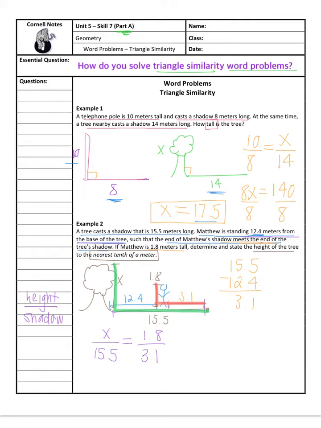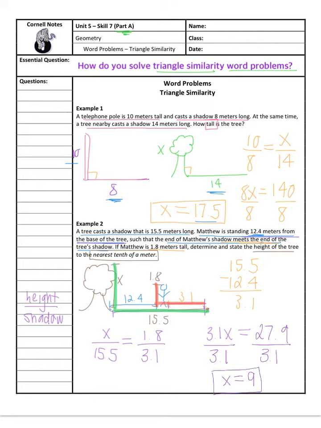So X times 3.1 is going to give me 3.1X. 1.8 times 15.5, that's going to give me 27.9. Again, I'm looking for X, so I have to divide both sides by 3.1. So meaning that the tree's height will come out to be, in this case, an even 9. So tree's height is 9.